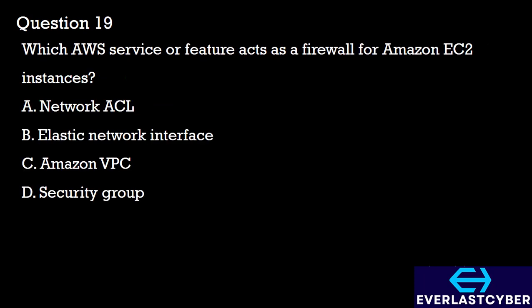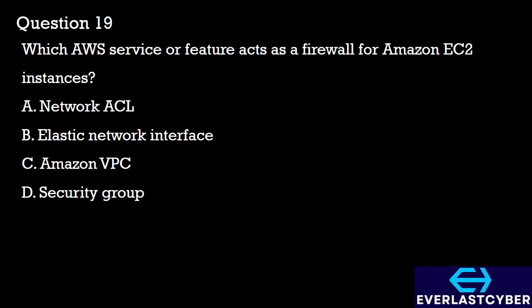Question 19. Which AWS service or feature acts as a firewall for Amazon EC2 instances? A. Network ACL. B. Elastic Network Interface. C. Amazon VPC. D. Security group. The network ACL is used to control traffic, but it only operates at a subnet level and provides an additional layer of security. They are stateless, while security groups are stateful. So this is not our answer.